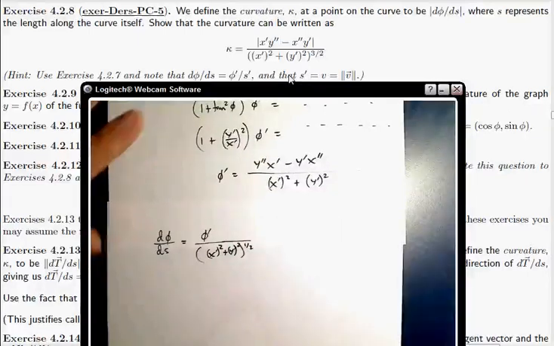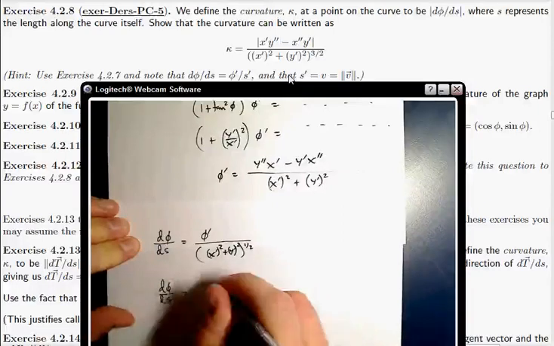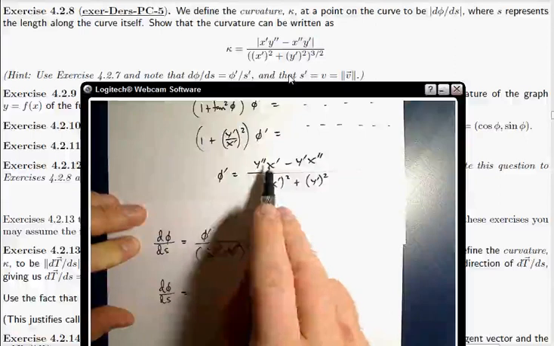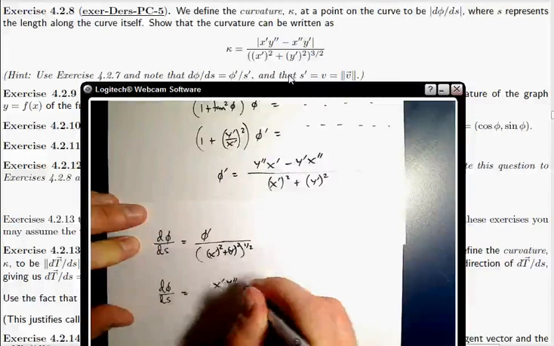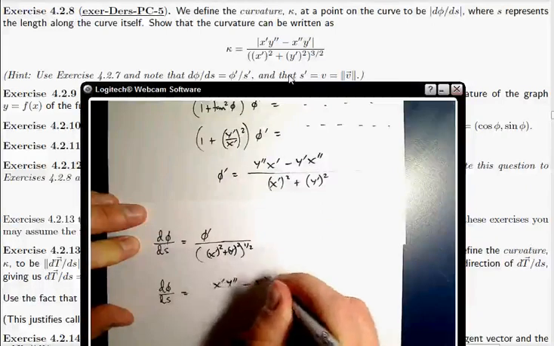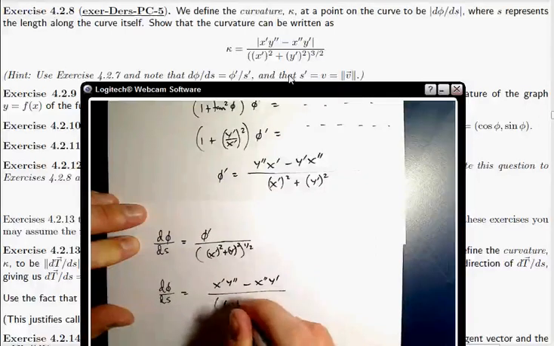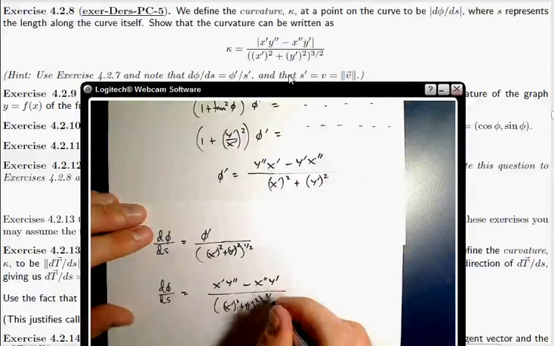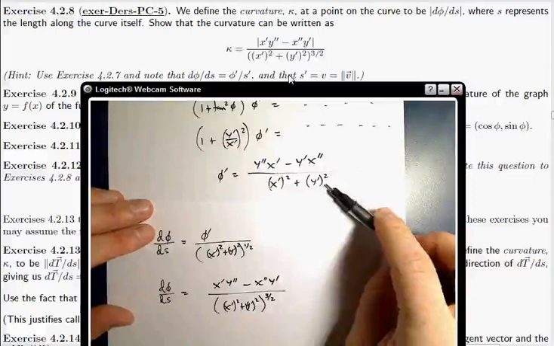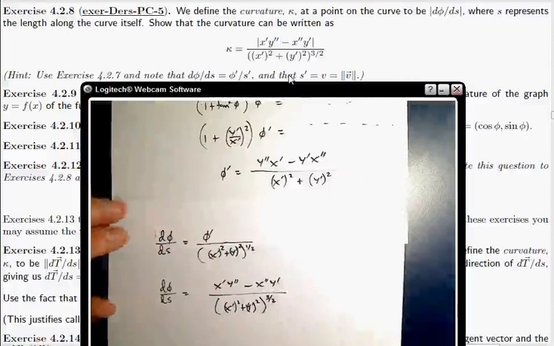And so altogether, what that gives me is d phi ds equals, and I'm going to put the x's before the y's here just for aesthetic purposes, x prime y double prime minus x double prime y prime, all over x prime squared plus y prime squared, quantity to the 3/2, because we have to the 1 originally and then another 1/2 here. It gives us that, and that's what we're supposed to show. Oh, that's almost what we're supposed to show. Is everybody okay so far?